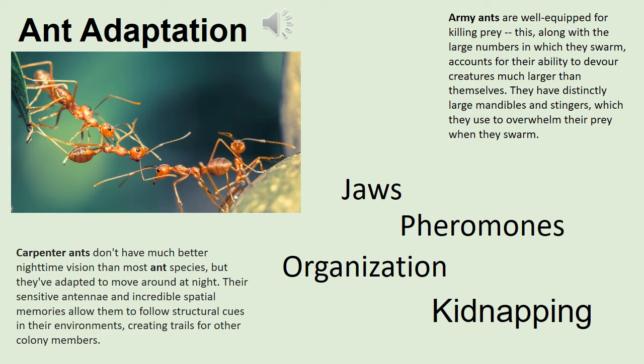So many ants are adapted with 4 main features: their jaws, the pheromones, how they organise themselves, and a thing called kidnapping. So when you're looking at your ant, I want you to really think about what kind of ant is it. Have a look into things like warrior ants, different types of ants, ants that can spit, ants that can do lots of different things to protect and survive. Most ants will work for the whole of their colony.